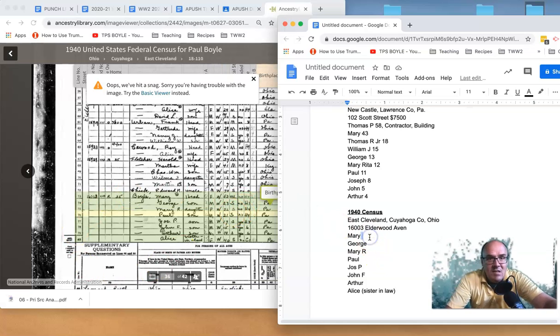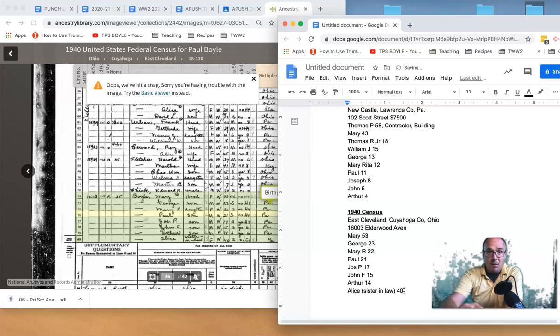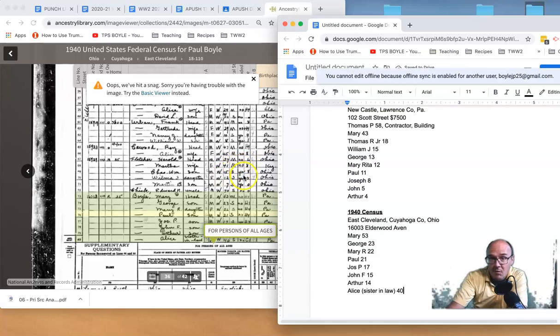All right, let's get the ages of everybody. Mary is now 53. George is now 23. Mary Rita is 22. Paul is 21. Joe is 17. Johnny is 15. Art is 14. And then the sister-in-law that's with her is 40. And think about the different reasons that sister-in-law might be there. Okay? Is she there because she became homeless? Is she there to help Mary, who's now a single mom? You know, what's going on here?